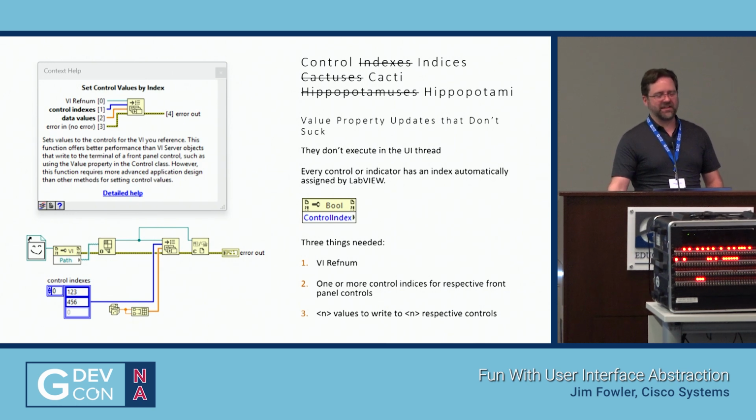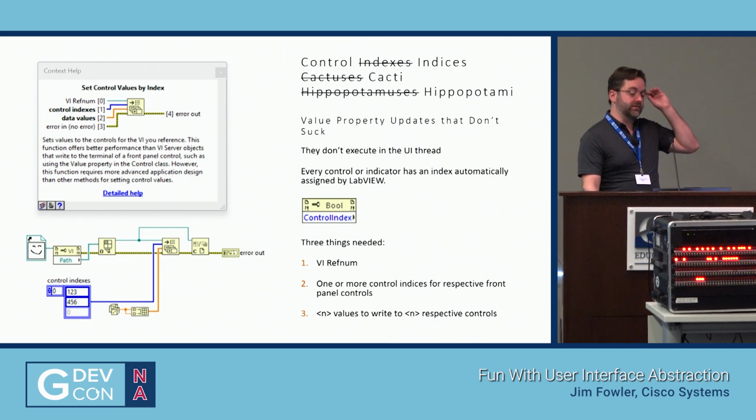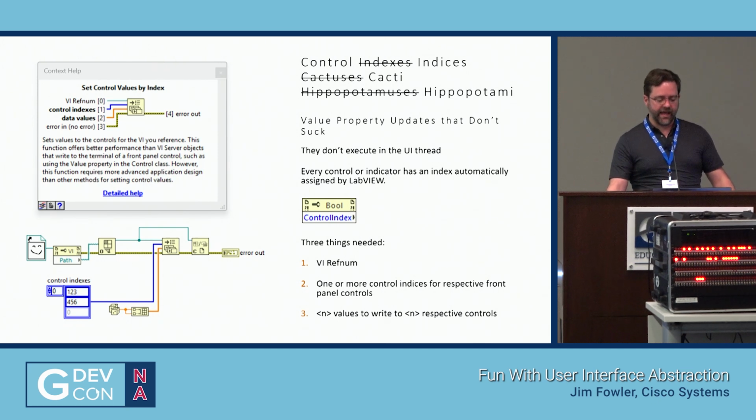But they're basically like value property updates that don't suck. They're much, much faster, but they give you some of the same functionality with abstraction. They don't execute in the UI thread, which gives you a huge advantage already. Every control or indicator on a given VI front panel has a control index that's automatically assigned. To my knowledge, they're just sequential. They start from 0 upwards, and someone can correct me if they know better than that.